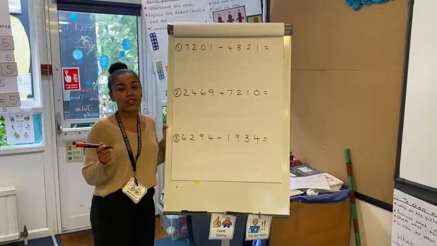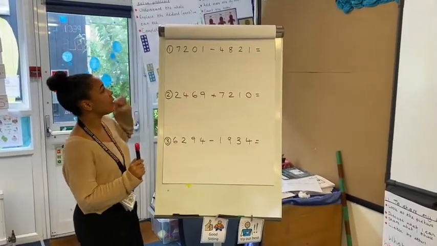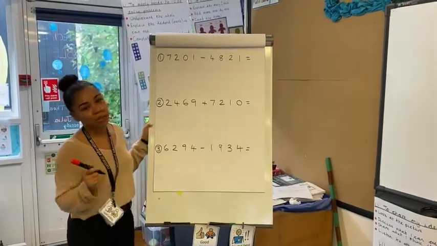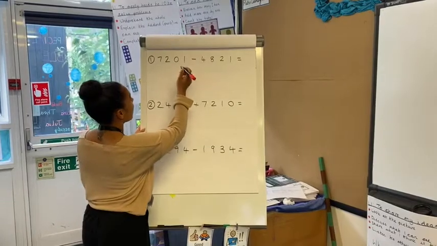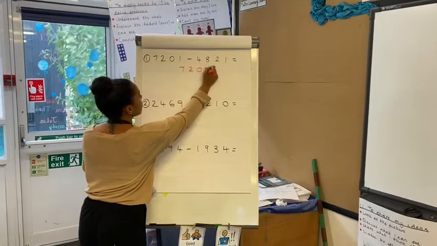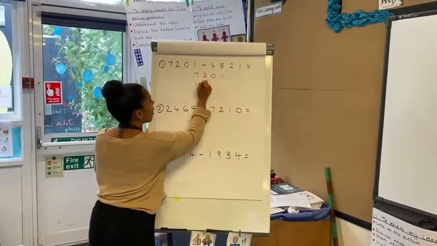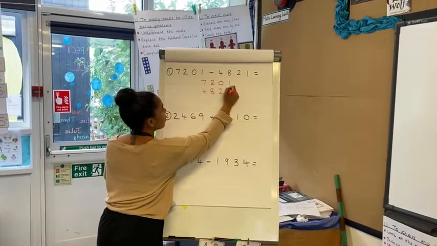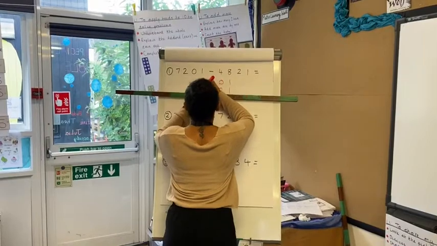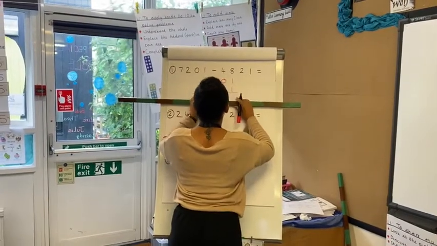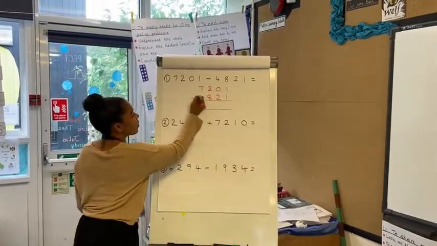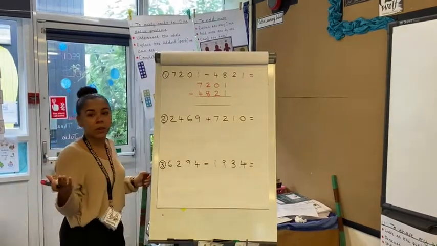I hope you had a really good try at those. Now let's go through these together. Right, number 1, 7,201 minus 4,821. Let's lay it out just the way we would in our books. So my first number. Using my ruler. Okay, making sure that I've got my symbol here, just so I know what I'm doing.